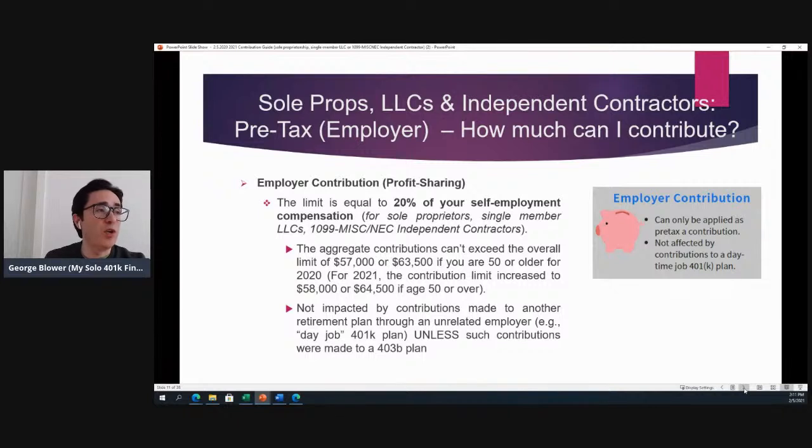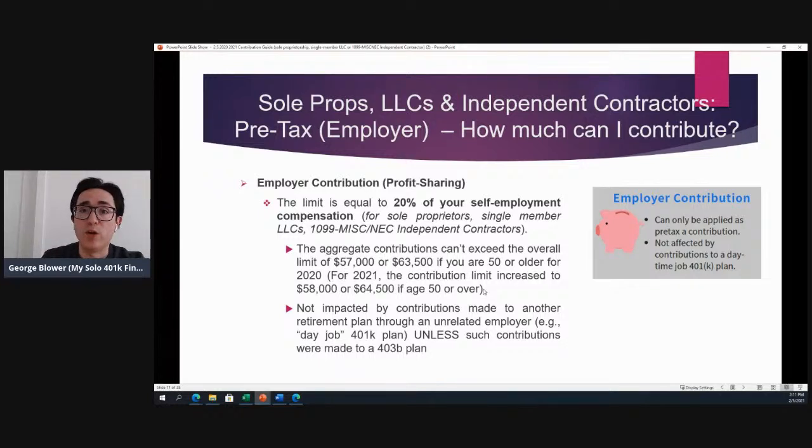Now let's turn to the employer contributions. Another term for that is a profit sharing contribution. Here, the limit is 20% of your self-employment compensation. So you start with that pre-calculation to figure out what your self-employment compensation is, and that's how you determine how much you can contribute.